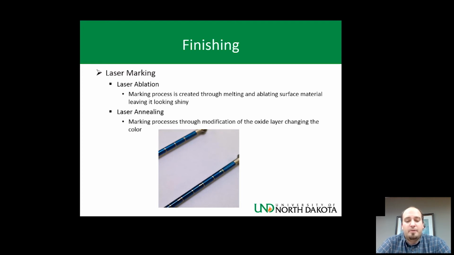During the ablation type laser marking process, the metallic, often shiny appearance is created through melting and ablating the surface material. The annealing type process, on the other hand, does not cause any changes in the macroscopic surface topography, but instead changes the color of the SMA surface through modification of the oxide layer.